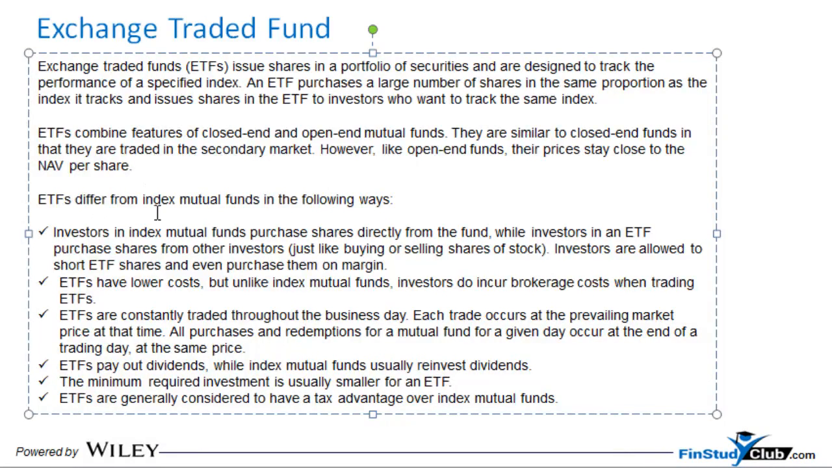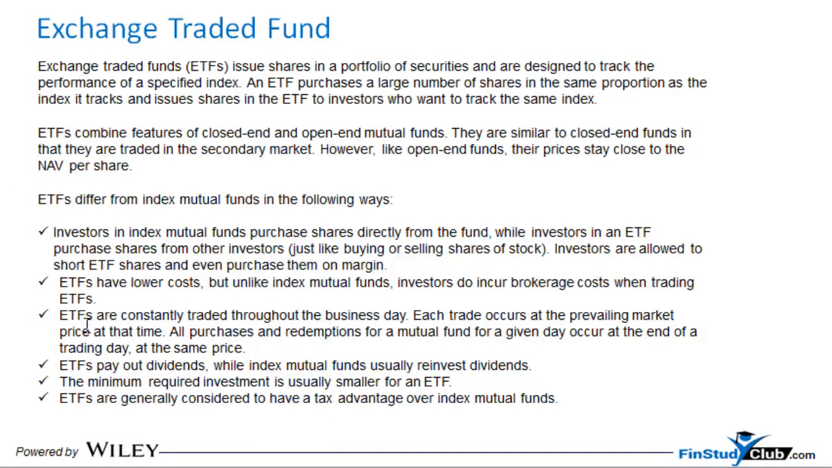Now, ETFs differ from index mutual funds in the following ways. Okay, and I think this part is very important. You should know the difference between ETFs and mutual funds. Investors in index mutual funds purchase shares directly from the fund, while investors in an ETF purchase shares from other investors. So that's more like a close-ended fund. Investors are allowed to short ETF shares and even purchase them on margin. So this is almost like shares or stocks which are traded in the market. So one can go long, one can go short, one can even purchase them on margins.